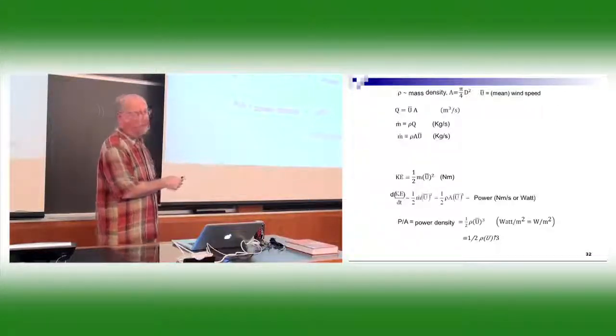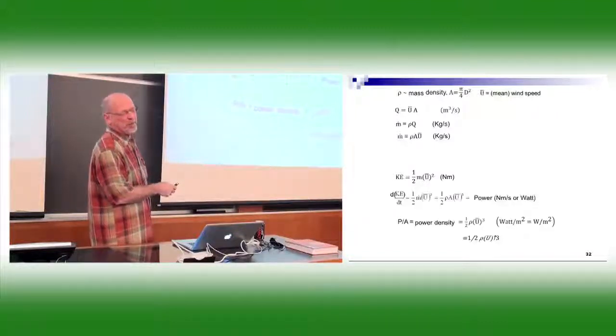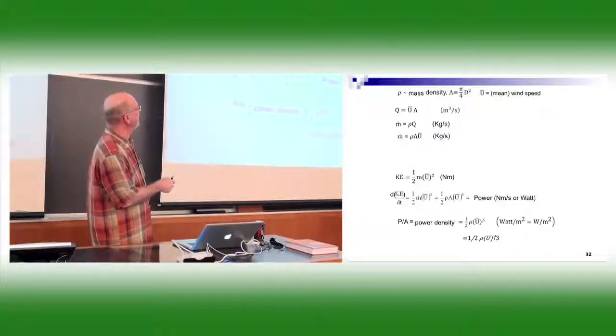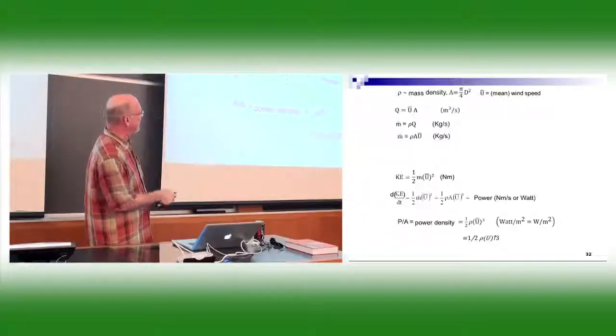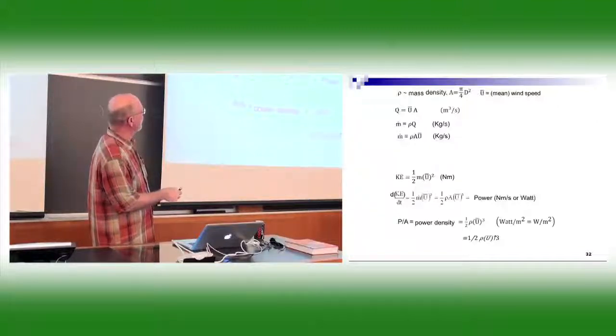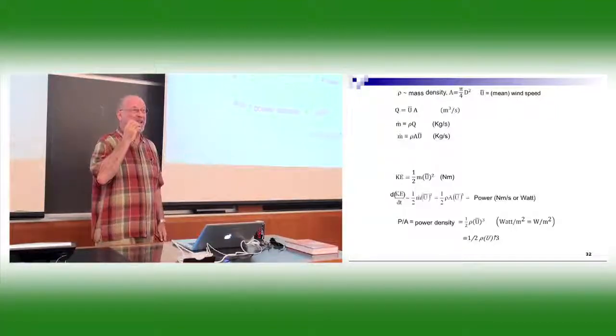Well, kinetic energy is 1/2 m v squared. So how much kinetic energy per second is coming through my wind turbine? It's how many kilograms per second times that thing. If you work it all out and come down to the bottom line, your power is 1/2 the density, times your area, times the velocity cubed. So wind power goes as velocity cubed.